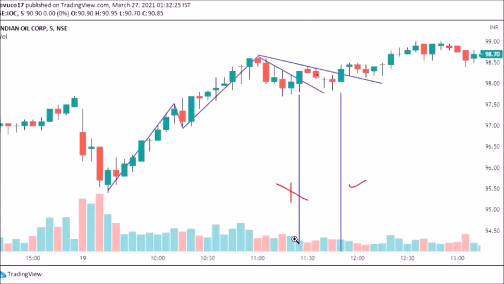Inadequate volume in the sense, the volume of this particular candle, the breakout candle, is less than the volume of the previous candle, so you will not take this trade. Again you can just wait to get the proper breakout, but again here a higher low is formed, right? So after this higher low is formed, you got a breakout over here.